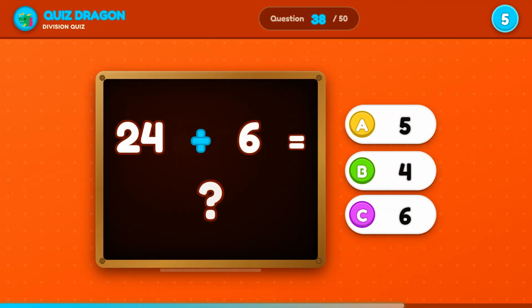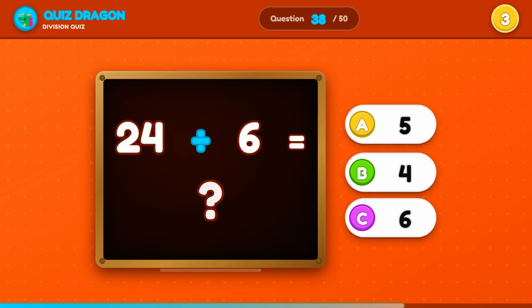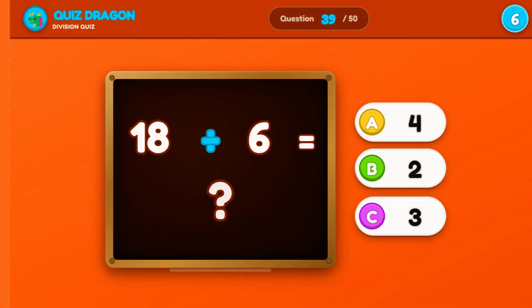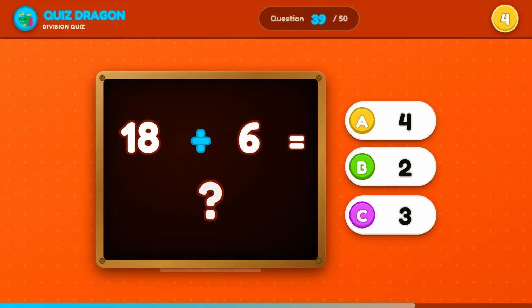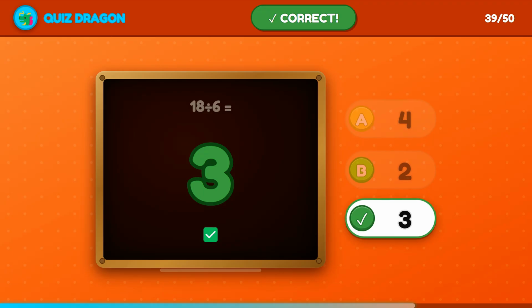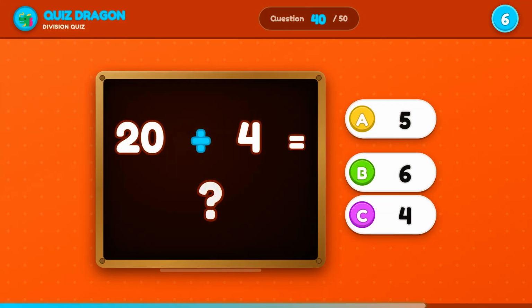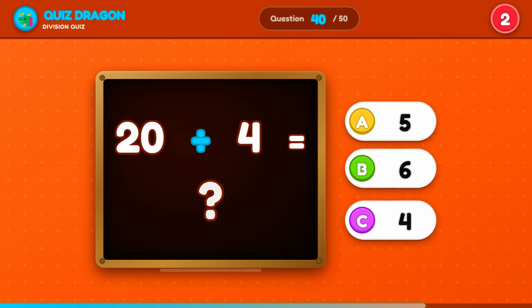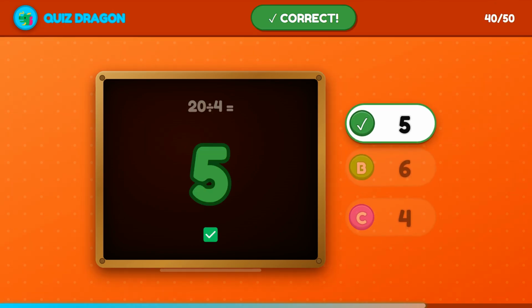Question 38. What is 24 divided by 6? The correct answer is B, 4. Question 39. What is 18 divided by 6? The correct answer is C, 3. Question 40. What is 20 divided by 4? The correct answer is A, 5.